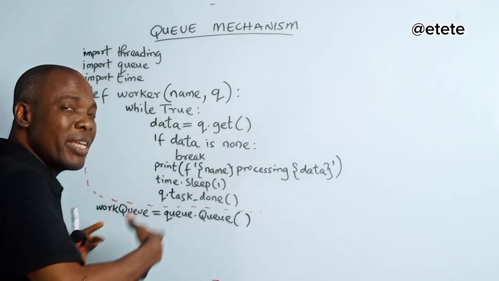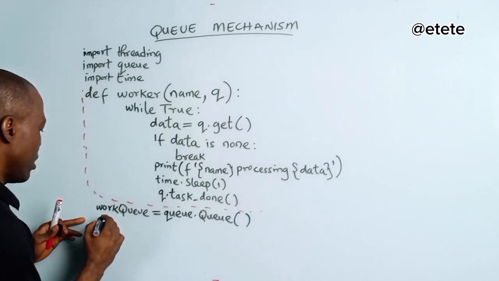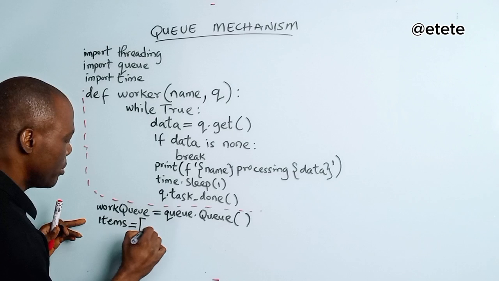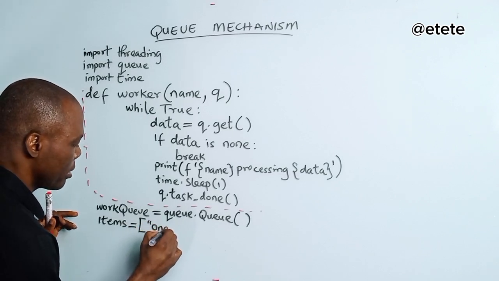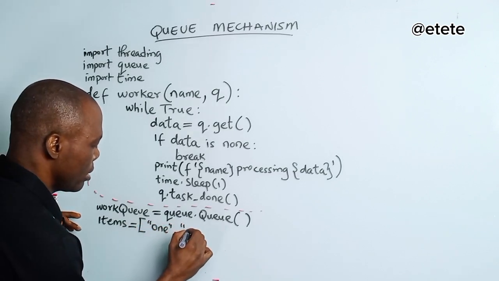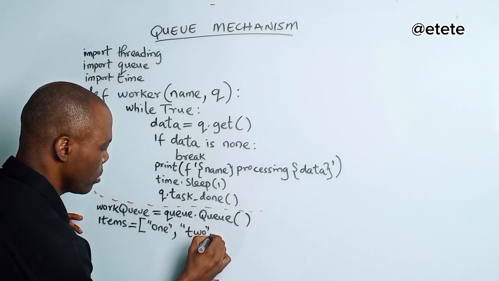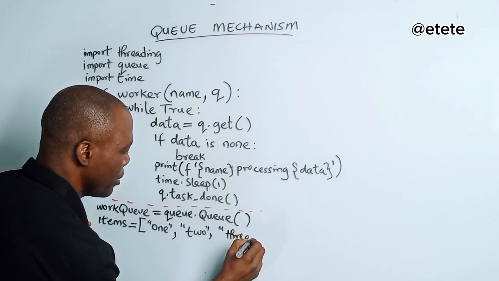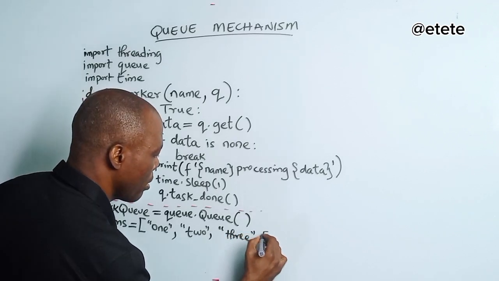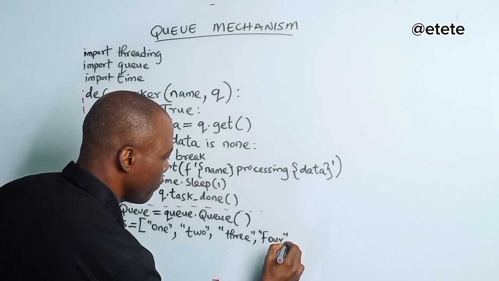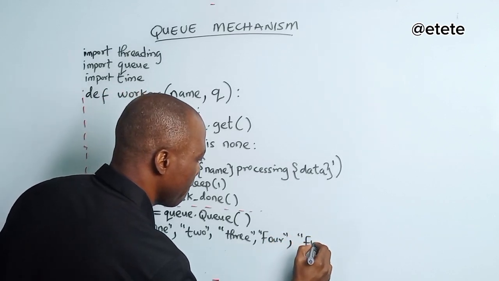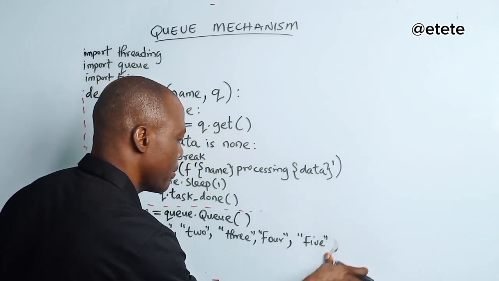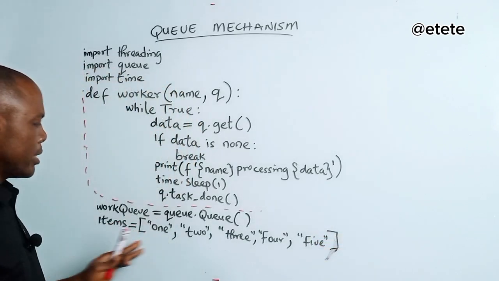Now I'm going to bring the items, which are what? 5 items. So I will put them here. Items. They are going to be in a list. So 1, 2, 3, 4, 5. So it's a list. These are the items.